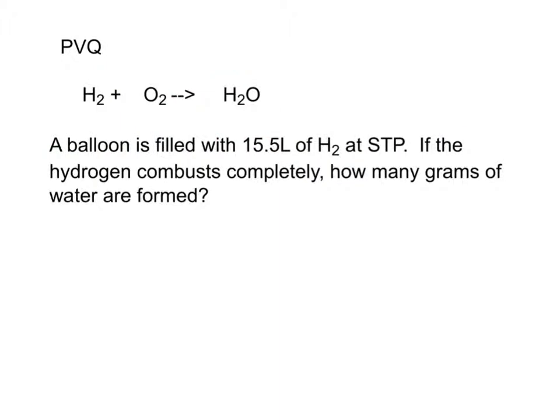All right, ladies and gentlemen, so we're going to give you the post-video question for the lesson. So here's an unbalanced chemical equation. So first you're going to have to copy this down and balance it. And then what we're starting with is 15.5 liters of hydrogen gas placed in a balloon. And it's combusted in the air.